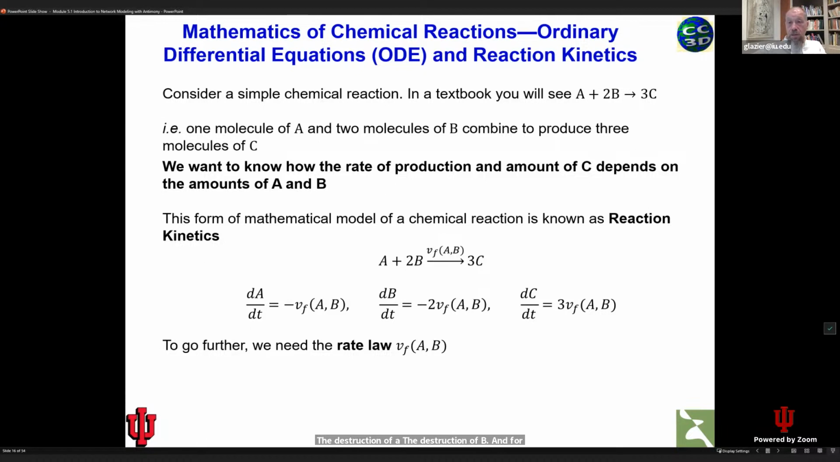And you'll notice in those rate laws that dA by dt is minus VF, dB by dt is minus 2 times VF, because I use up 2 molecules of B for each reaction that occurs, and I create 3 of C. And so you have to do a certain amount of bookkeeping when you go from the arrow diagram to the ODEs. And that's one of the reasons that it's difficult to go backwards. We'll find that the software we're going to use will handle all of that automatically for us, which is very convenient.